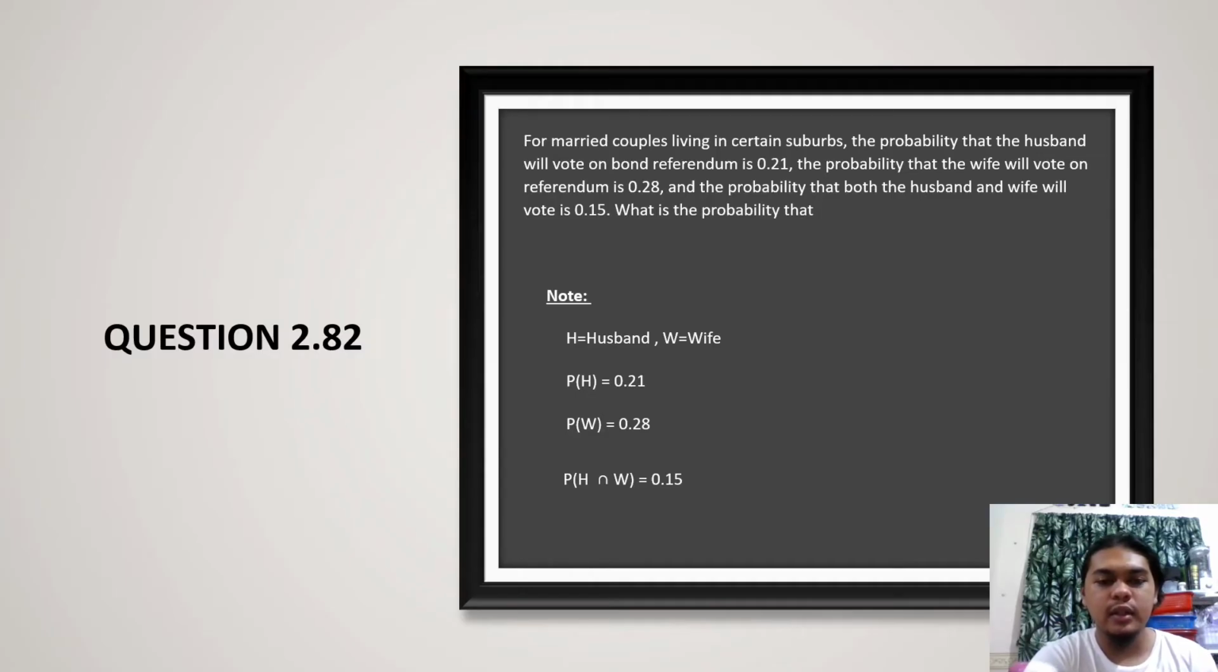Question 2.82. For married couples living in a certain suburb, the probability that the husband will vote on a bond referendum is 0.21. The probability that the wife will vote on the referendum is 0.28, and the probability that both the husband and wife will vote is 0.15.